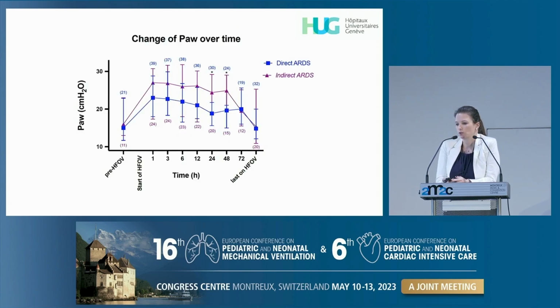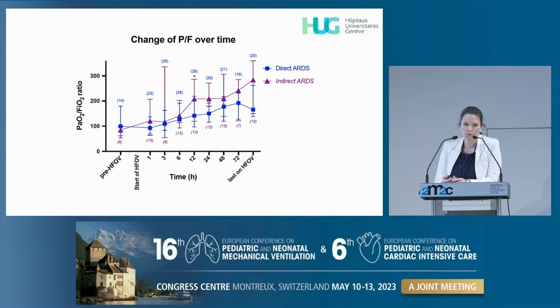We compared the two subtypes with the same parameters, and what you can see here is that the mean airway pressure of the indirect ARDS started with more or less the same value on conventional ventilation, but then it required much higher mean airway pressure on HFOV until 72 hours of treatment, where both reached the same numbers. And when back on conventional ventilation, direct and indirect ARDS required the same pressures.